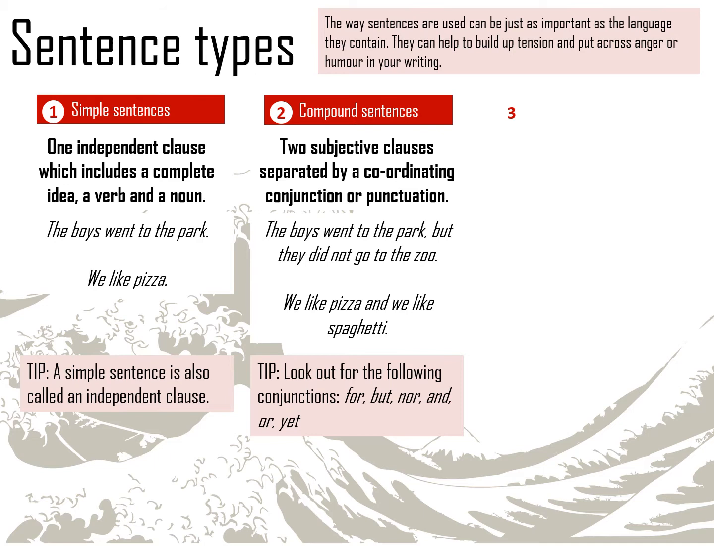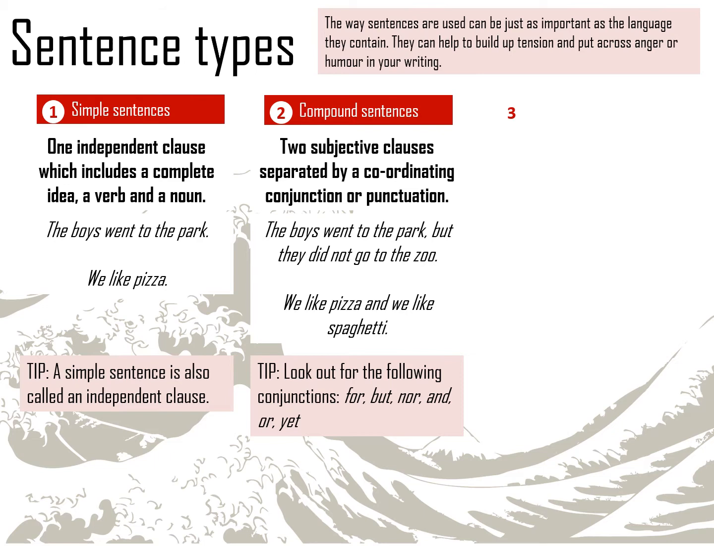Then we've got compound sentences. And compound sentences are basically two clauses, two independent clauses, two simple sentences connected by a conjunction or by punctuation. We looked at punctuation, particularly semicolons. This is where you might use a semicolon. The boys went to the park, but they did not go to the zoo. We like pizza, and we like spaghetti.